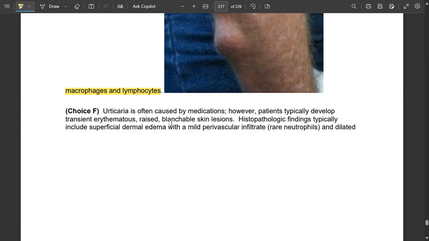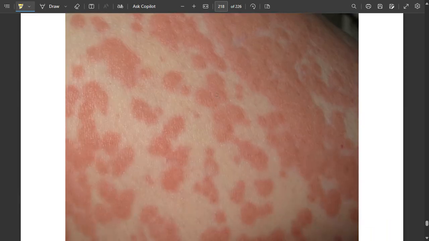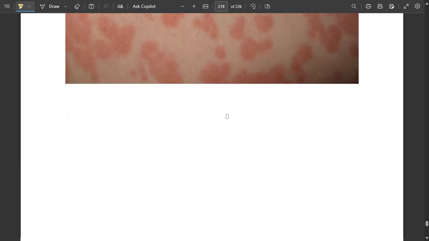Urticaria is often caused by medications. Patients typically develop transient erythematous, raised, blanchable skin lesions. Histopathology findings typically include superficial dermal edema with a mild perivascular infiltrate, rarely neutrophils, and dilated lymphatic channels. So they look like wheals.